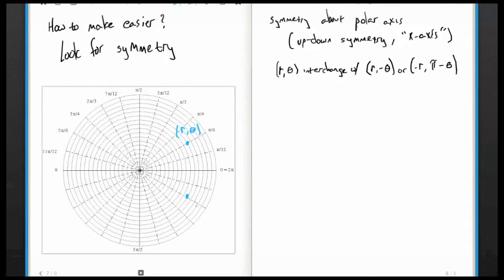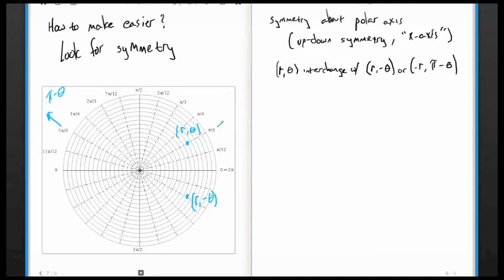So this would be the point r, negative theta. Right? And if my equation gives me a curve that's symmetric up and down, r and theta must be exchangeable with r and negative theta. They will both appear on the graph. Likewise, if it's symmetric this way, I could go to negative radius and pi minus theta. Well, where is pi minus theta? Pi minus theta is way back here. So way back here, this is pi minus theta.